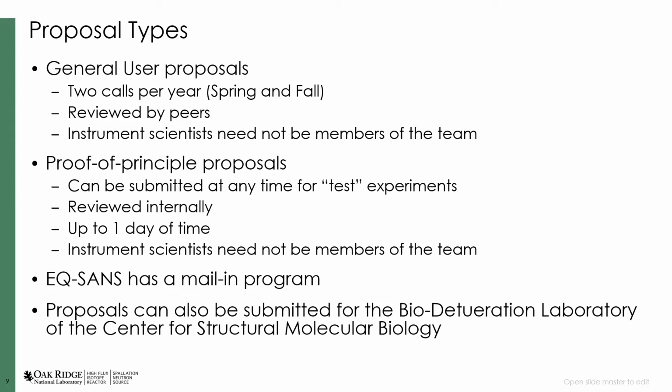We have a couple other mechanisms as well for external users getting access to beam time, one of which is a proof of principle proposal. You can submit these at any time outside of the spring and fall call that we have here at Oak Ridge National Lab. These are for test experiments. They're reviewed internally. You get up to 1 day of beam time. And again, instrument scientists do not need to be a member of these teams. That gives you the opportunity to try something out if you're preparing for a proposal, or if you really aren't sure whether it will work at all. And we do have availability of these proof of principle experiments throughout the cycle.